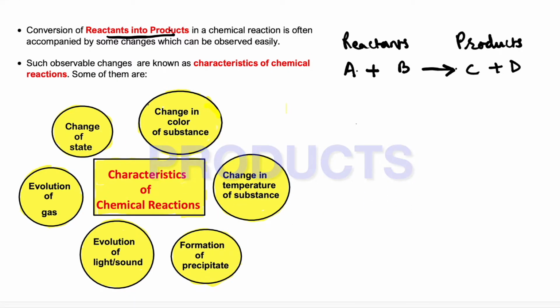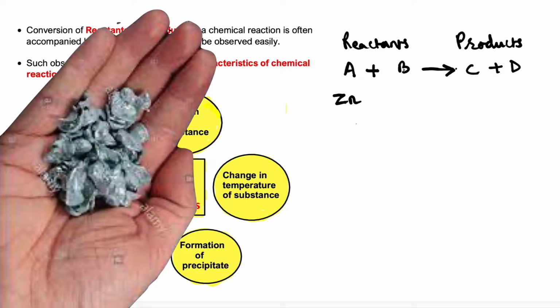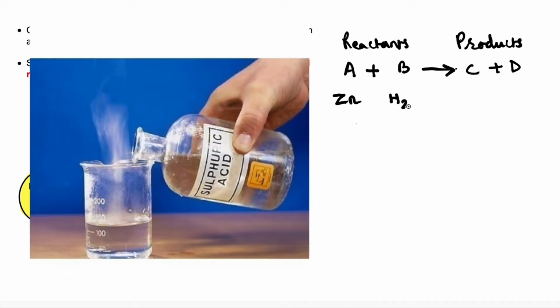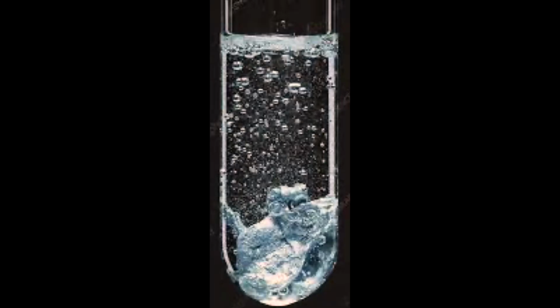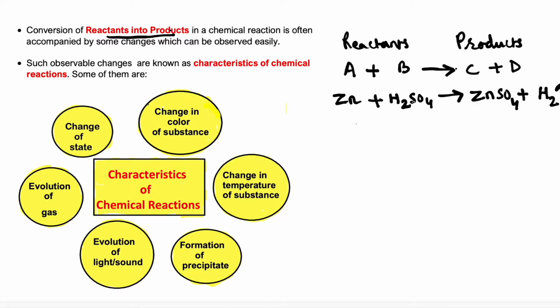Now suppose A that I had taken is zinc granule, and B is dilute sulfuric acid, H2SO4. Then after the reaction, it gives zinc sulfate as C, and D is the hydrogen gas that is evolving in this reaction. It is observed that the reactants are getting converted into products. So here, conversion of reactants into products in a chemical reaction is often accompanied by some changes which can be observed easily.